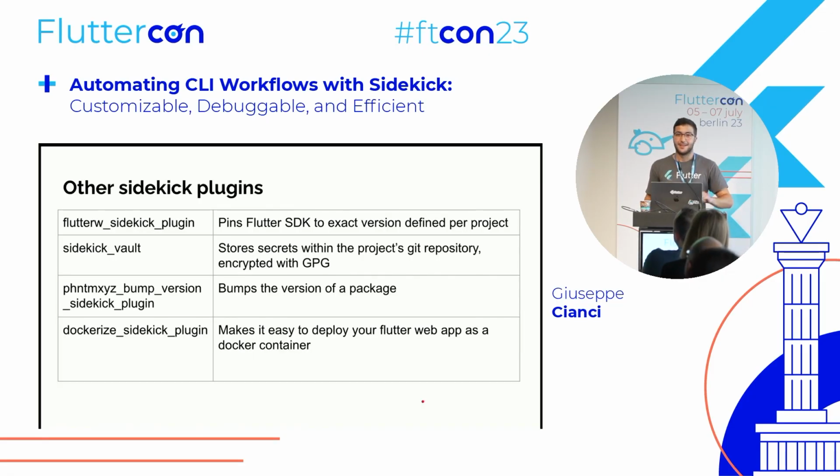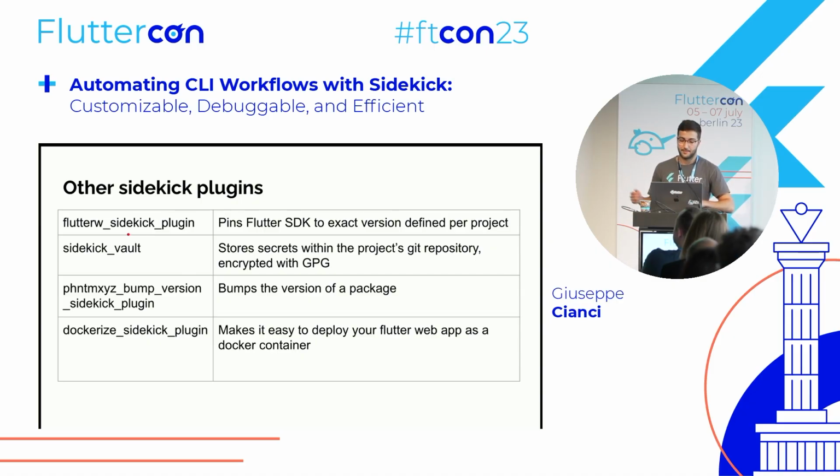Awesome. Let's take a look at some other Sidekick plugins. So there's some of them. There's the FlutterW Sidekick plugin. This is a really cool thing because it enables you to pin the Flutter SDK per project. So what's the problem here? Especially beginners just have one Flutter SDK installed on their machine. And okay, what happens now if they're working with somebody and they upgrade their Flutter version?